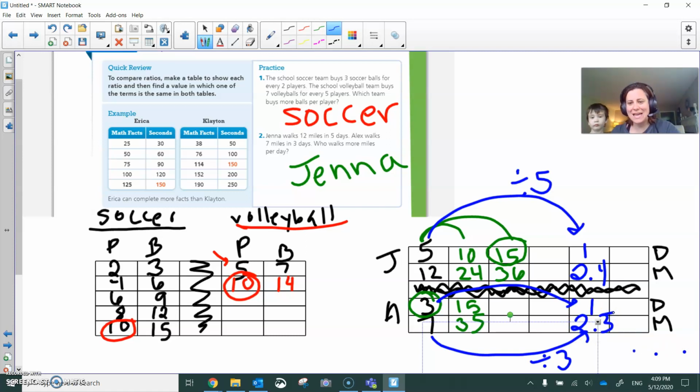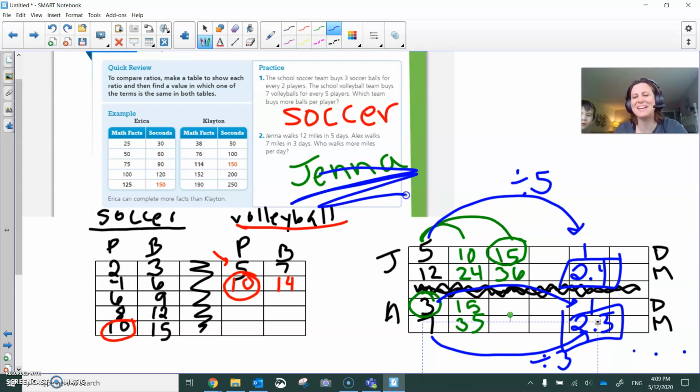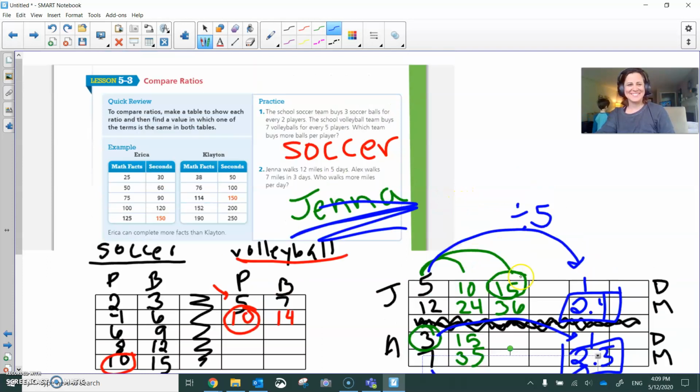So in 1 day, Jenna can walk 2.4 miles and Alex can walk 2.3 miles. So Jenna can go more in a day than Alex can. It's still the same answer. It's just a slightly different way of looking at it where we did division in blue instead of multiplication in green.